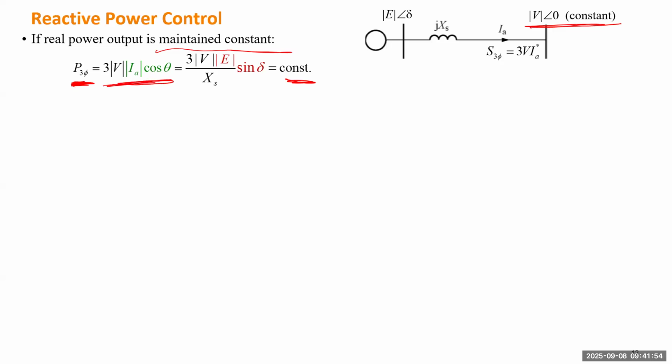That's 3 times the product of the RMS value of voltage and current and also the power factor. We can also utilize another formula, which is 3 times the product of the voltage magnitude on both sides divided by the reactance and multiplied by sin delta. Delta is the angle by which the excitation voltage is leading the load voltage.